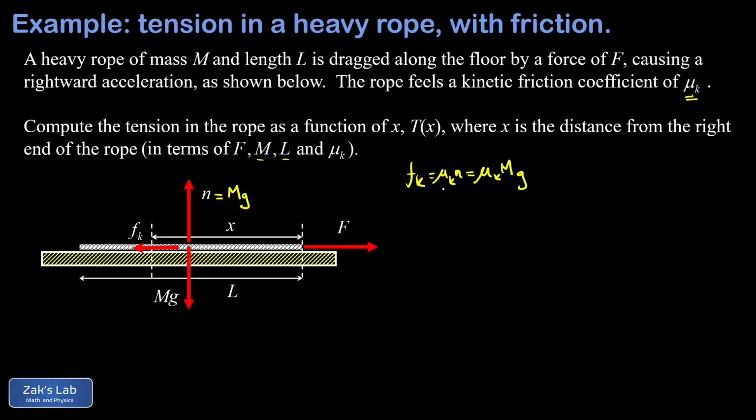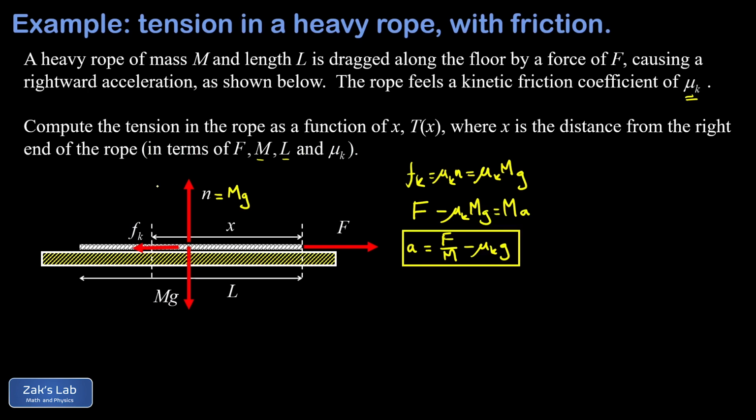Now we apply Newton's second law to the entire rope, and I have a capital F, this applied force on the right end of the rope, minus the friction force mu k big M g. That's all going to be equal to the mass, big M, times this acceleration, and that's what we're after. So we divide both sides by big M, and we find that the acceleration is big F over big M minus mu k times g.